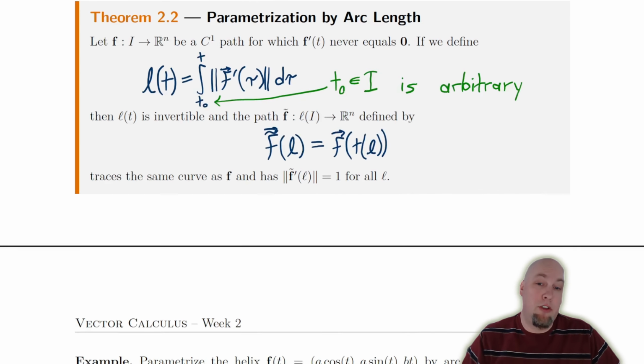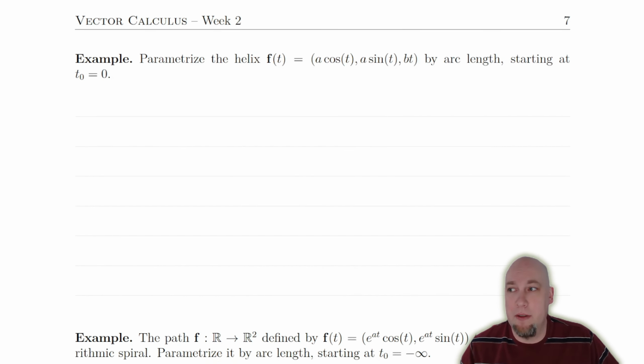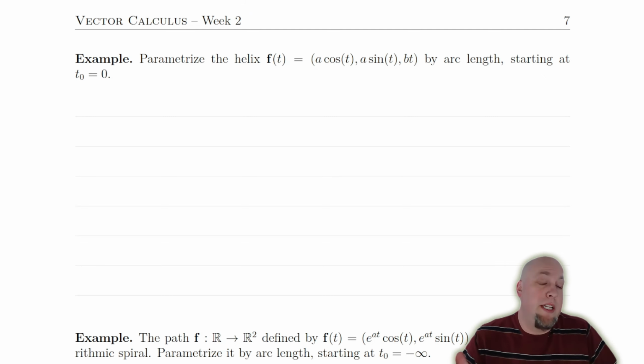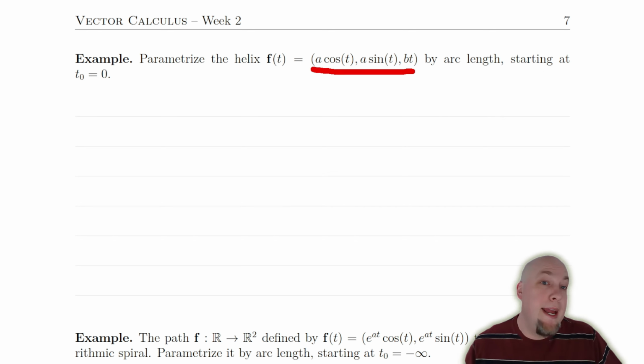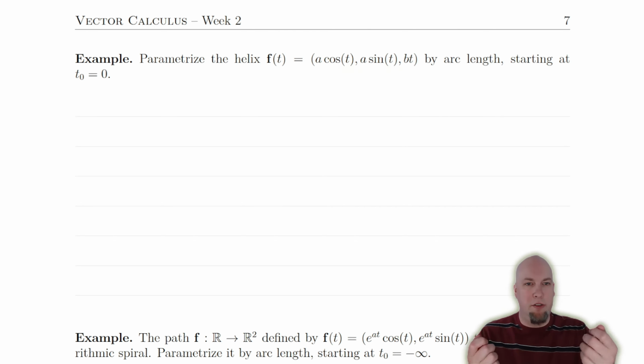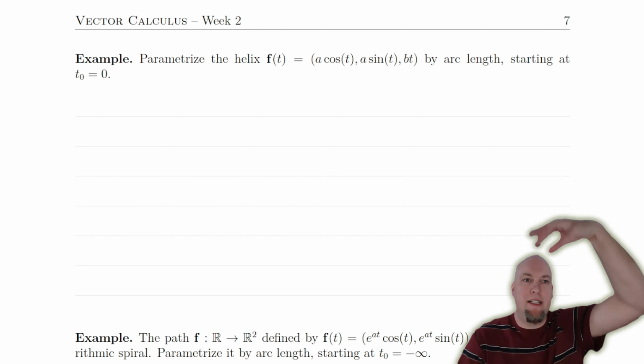So let's actually try to do this. Let's play around with some examples. Let's play around with the helix. We've seen the helix a couple times before in this course already. Remember, the helix is just given by a cos t, a sin t, bt, where a and b are just fixed real numbers. A is the radius of the helix, and b is how stretchy it is in the z direction.